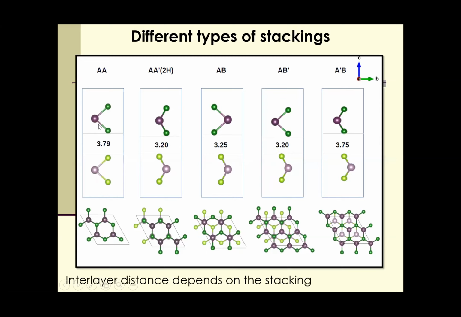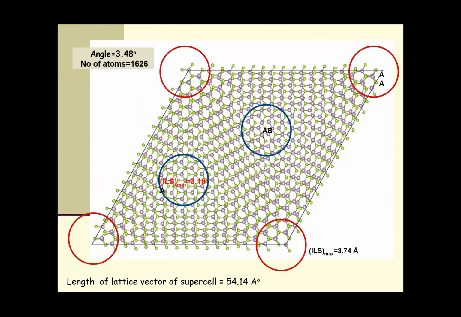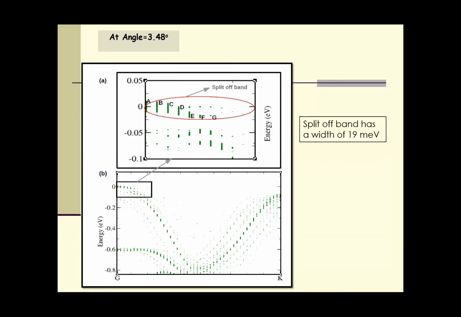Whereas in this case, the selenium atom sits on the lower layer selenium atom. As a result, the steric effects want the layers to be as far apart as possible, and in this case we find it to be 3.79. Indeed, when we relaxed the structure for this 3.48 degree angle, we find variations in the interlayer separation, which varies from the AA region, where the steric effects are maximum, at around 3.74 angstroms, to the center, where you have this AB prime type of stacking, with about 3.18 angstroms. Okay, so then again, we carried out the same analysis.